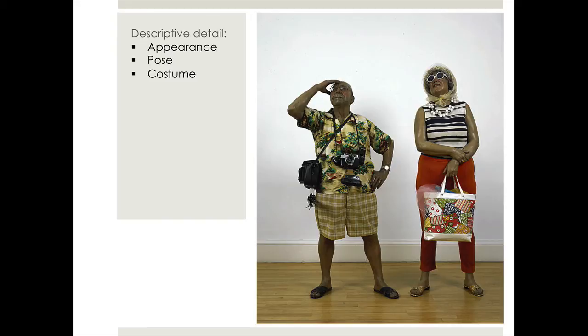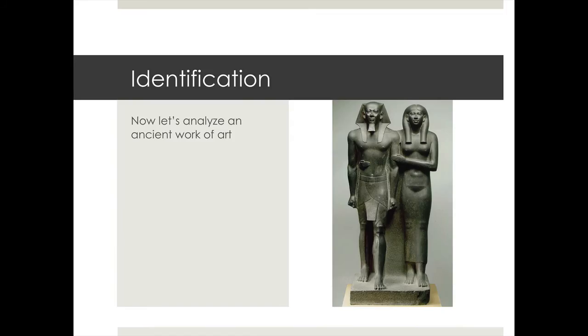You want to describe their appearance, you want to describe their pose, and you also want to describe their costume or their attributes, things that they are carrying. All of these are clues to the meaning or message of the work.